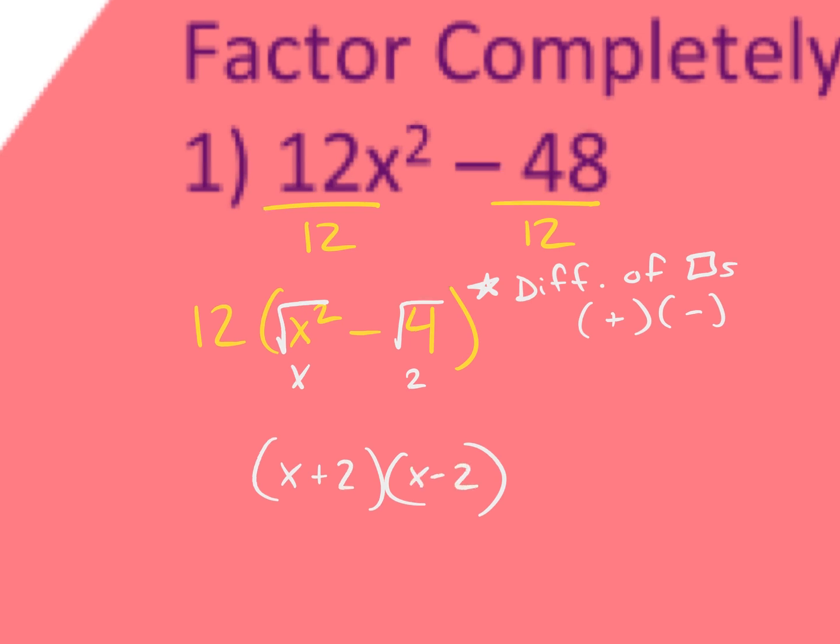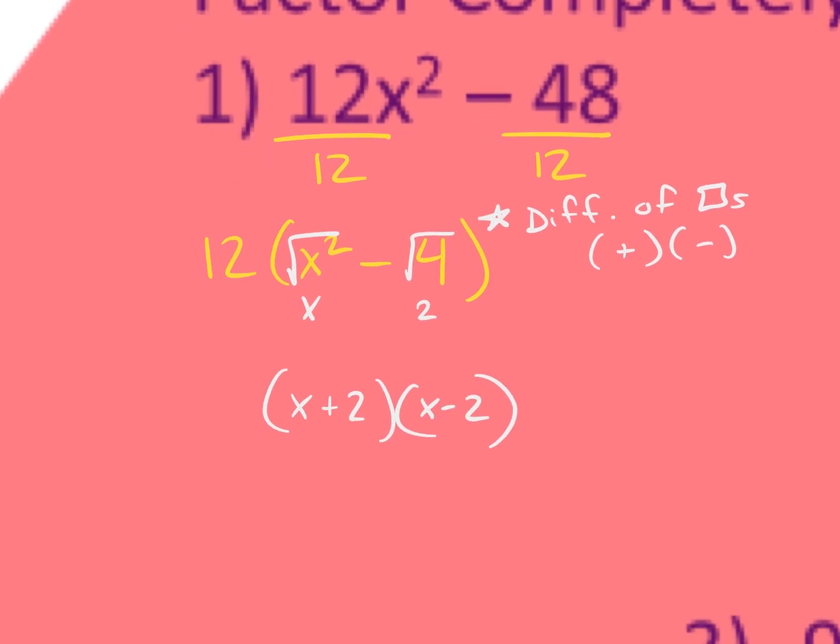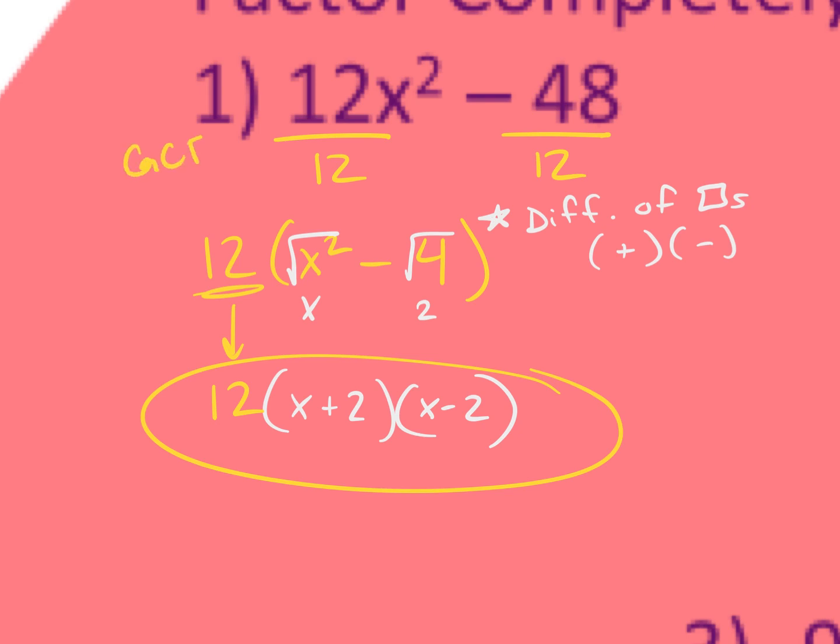The order doesn't matter, so you could do minus first if you wanted to. And then don't forget about the GCF that you took out in the beginning. You need to make sure you put that in your answer. Don't forget to include your GCF. So here we factored twice. We factored out the GCF, and then we had the difference of squares.